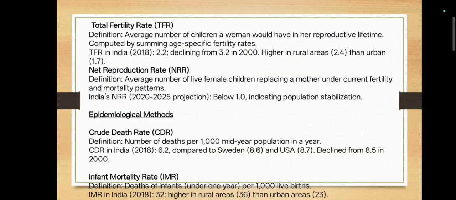Next are mortality indicators. Mortality indicators are equally important. The crude death rate is the number of deaths per 1000 mid-year population in a year. In India, it was 6.2 in 2018, lower than Sweden and the USA. Next is infant mortality rate or IMR. It is deaths of infants under 1 year per 1000 live births. In India, it was 32 per 1000 live births, higher in rural areas than urban.